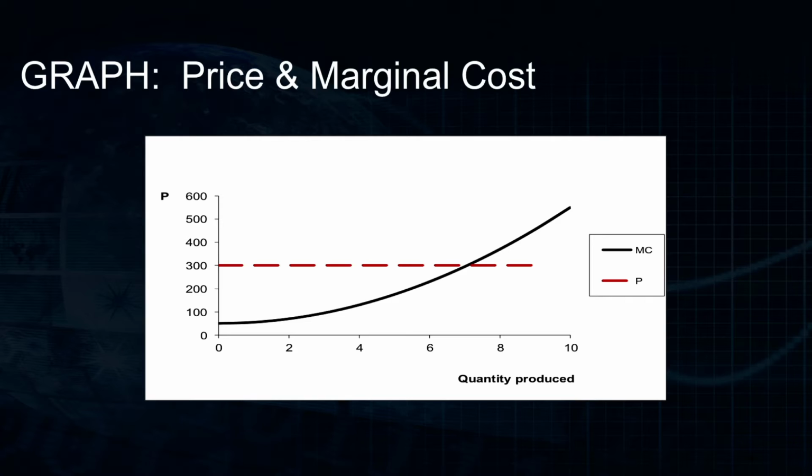Take a look at that point of intersection between price and marginal cost. If you go to the left of this point, we see that price is above marginal cost. So the amount of money you're bringing in for that unit is greater than the amount that it costs to produce that unit. But on the right-hand side of that intersection point, it costs more to produce that additional unit than the price that you're bringing in for selling that unit.